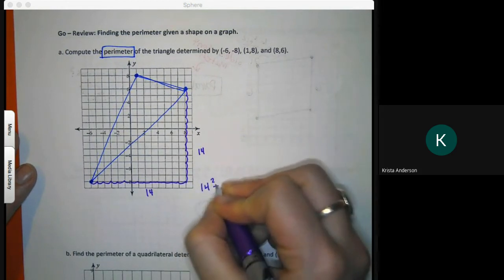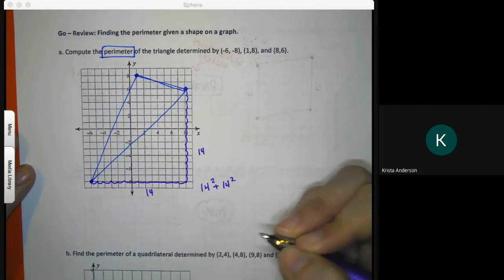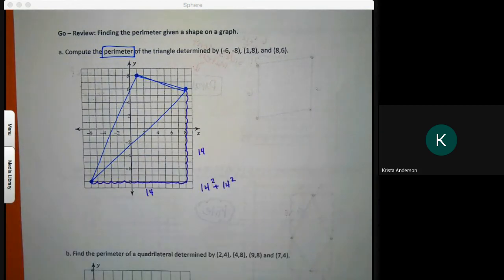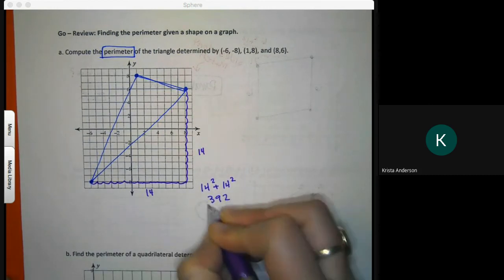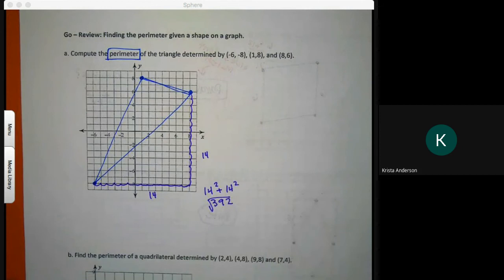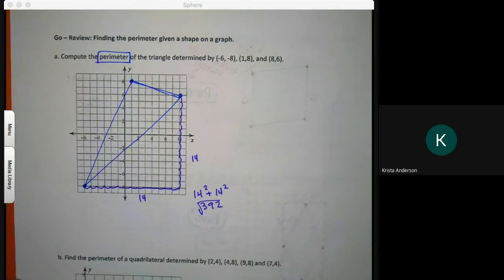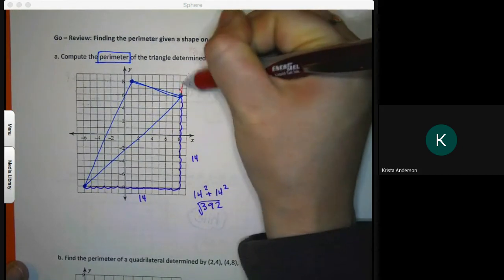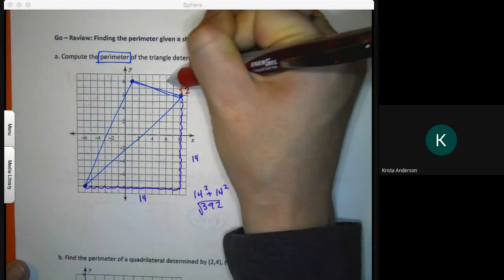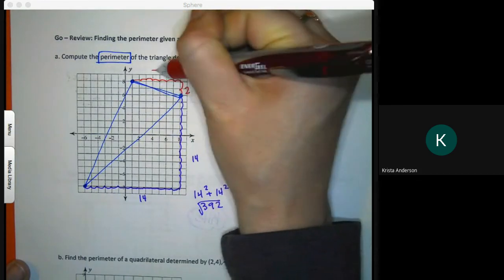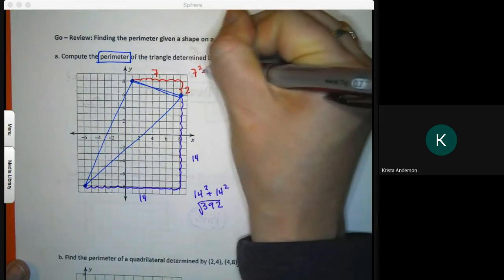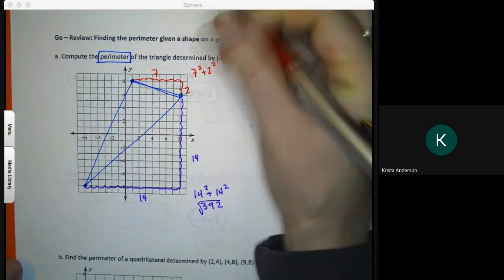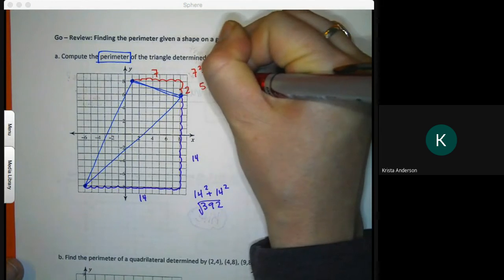Fourteen squared plus 14 squared is 392, and I place my root. This one is 2 by 1, 2, 3, 4, 5, 6, 7. 7 squared plus 2 squared is 49 plus 4, which would be 53.